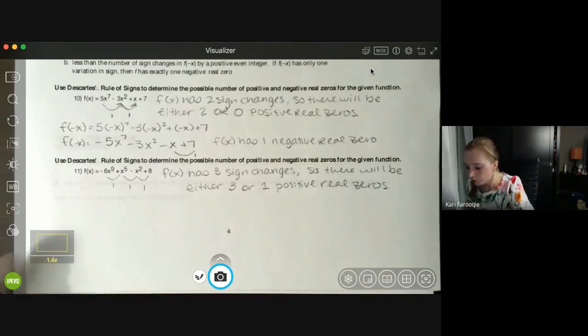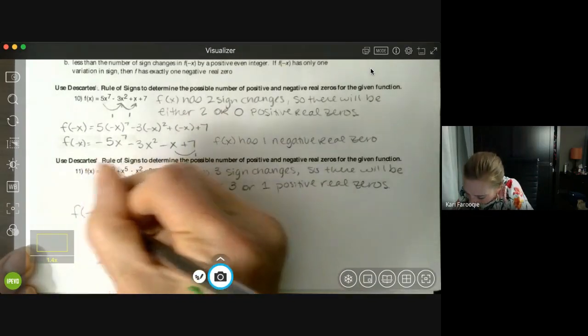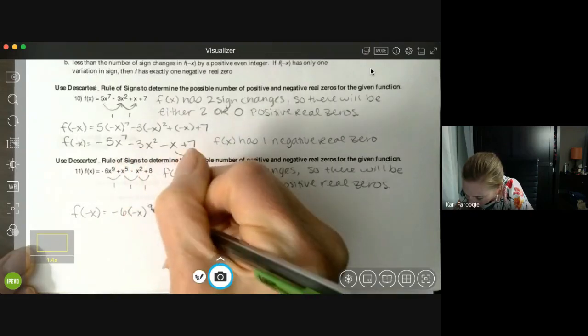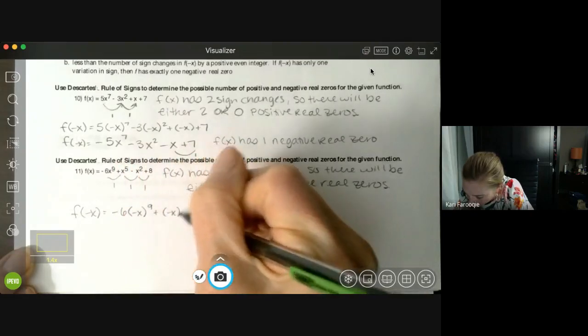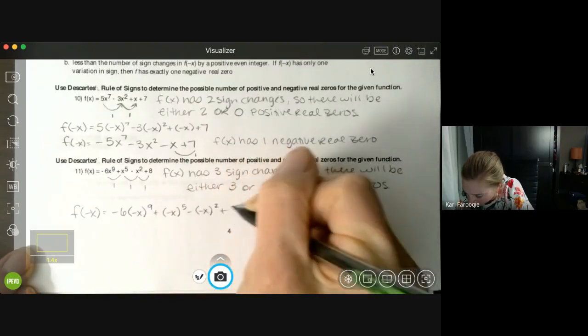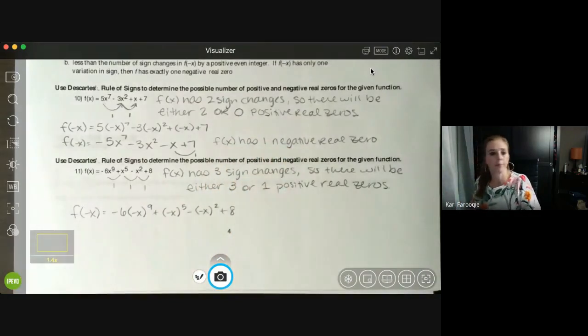So now we'll go to negative x, or f of negative x. Go ahead and evaluate the function at negative x. I remember from our exam that some of us really still need to work on evaluating f of negative x. So now's a good time for you to get extra practice.